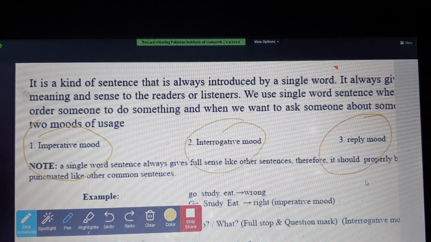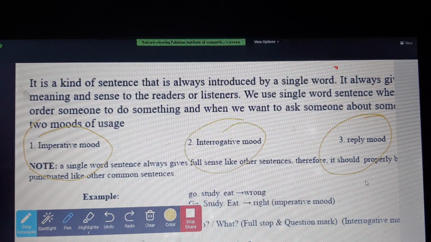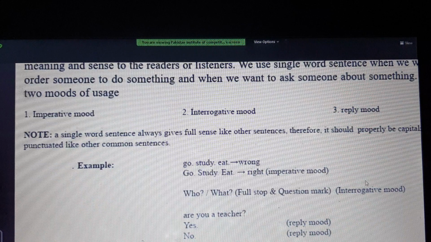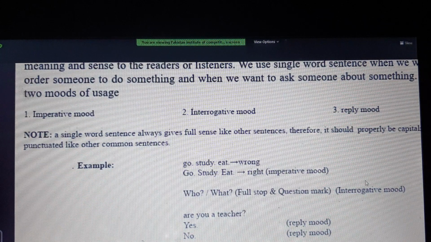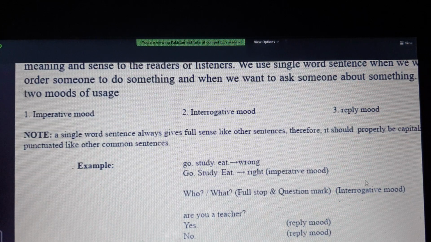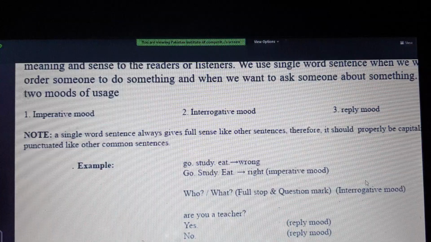Now, what is imperative mood? Imperative mood से क्या मुराद? Imperative mood से मुराद that mood in which we order, जिसमें हम किसी को आर्डर या अमर या हुक्म देते हैं काम करने. When we tell someone to do something, when we order someone to do something. So in imperative mood, we are allowed to use a single word sentence.